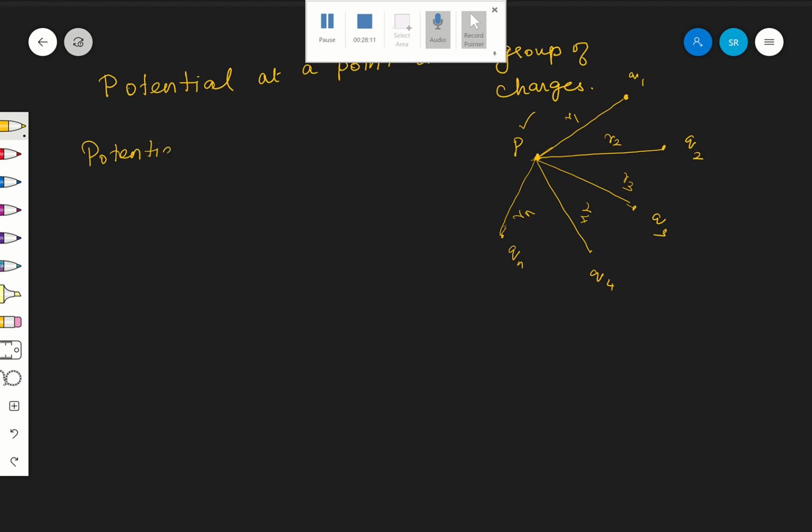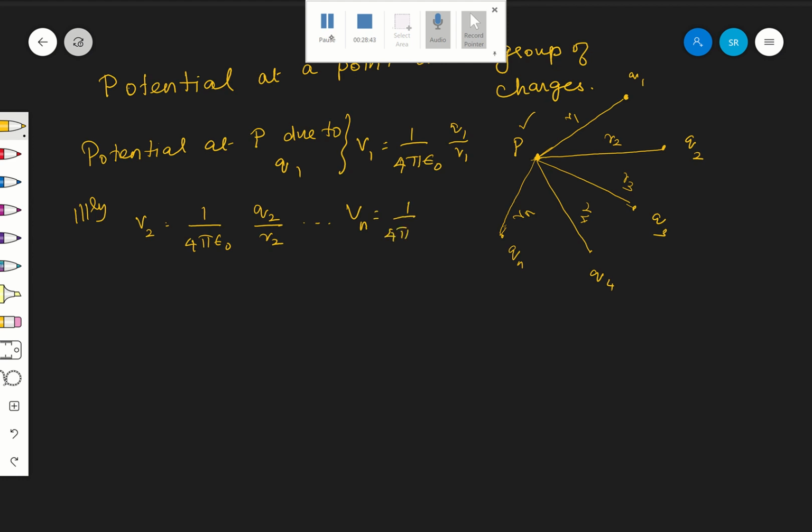Potential at P due to Q1. Let it be V1. What is V1? V1 is equal to 1 by 4 pi epsilon naught Q1 by R1. Similarly, what is V2? V2 is equal to 1 by 4 pi epsilon naught Q2 by R2. Etc. What is Vn? 1 by 4 pi epsilon naught Qn by Rn.